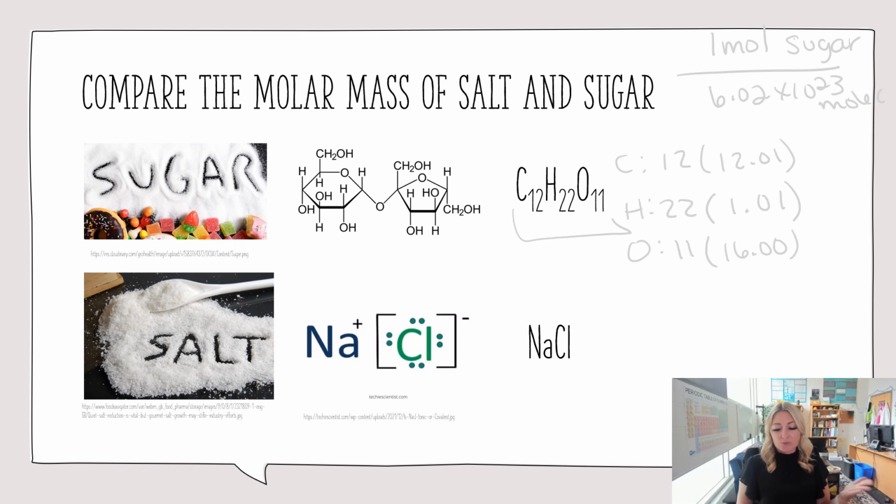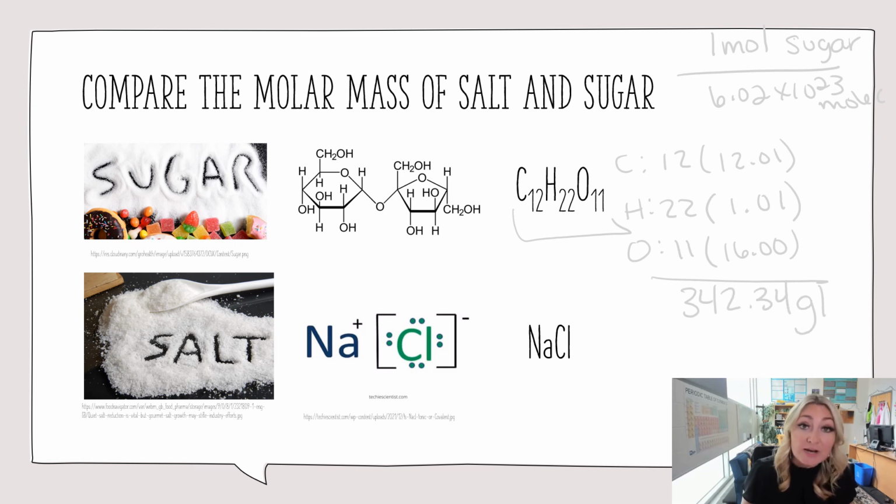So I'm going to multiply 12 times 12.01, 22 times 1.01, 11 times 16. And I'm not going to round until the very end. I'm going to add those values that I get together. And I should get 342.34. And this is now a ratio. This is grams per mole. Now I have the molar mass, which I can use in my conversion factors.